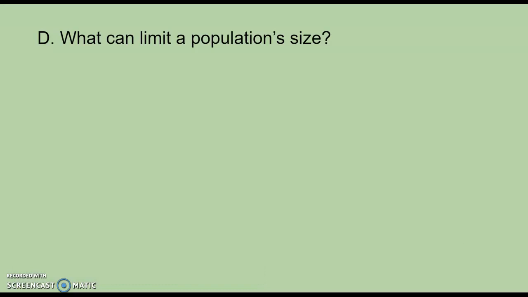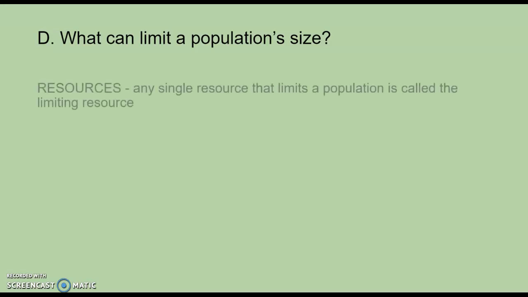All right, next topic is what can limit a population's size? A limitation is something that prevents it from getting larger or prevents it from getting too big, right? So what can limit the size of a population? These are going to be your resources. A resource is anything that an organism uses to survive. Any single resource that limits a population is called a limiting resource.